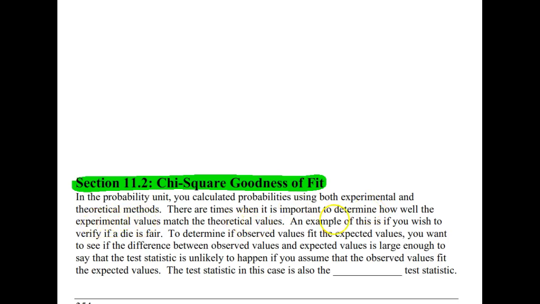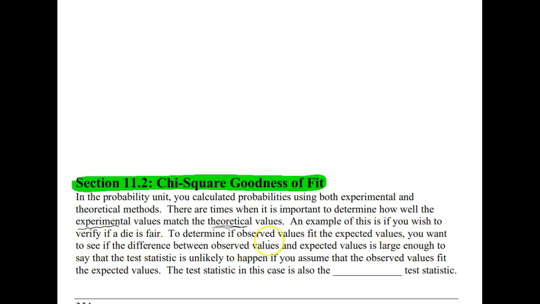There are times when it's important to determine how well the experimental values, the ones we got from just doing the experiment a large number of times and hoping that the law of large numbers really works and gives us a pretty good idea about what the theoretical probability was. An example of this is if you wish to verify if a die is fair.